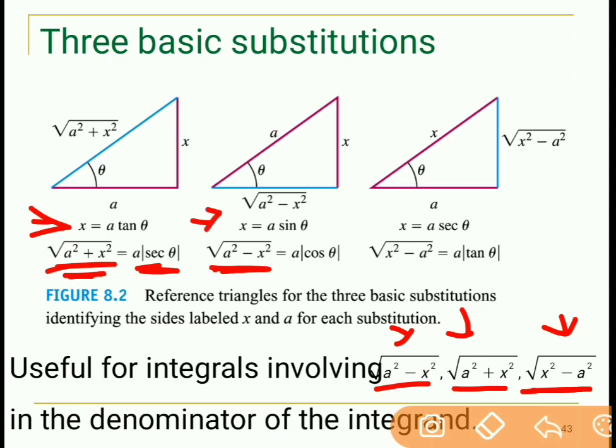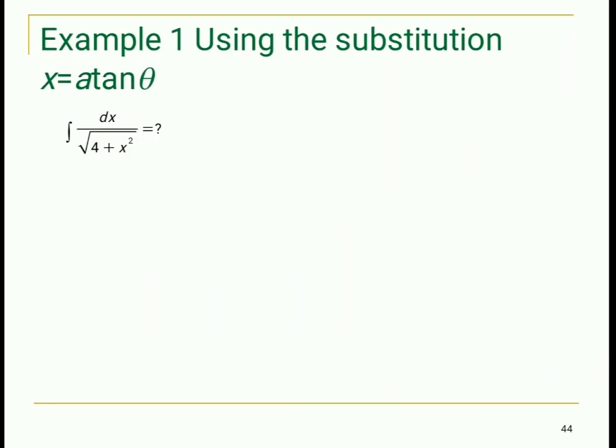If you come across a term such as under root a square minus x square, then substitute x equal to a sin theta. If you substitute x equal to a sin theta, you will convert the given form into a cos theta. And if you come across a term like under root x square minus a square, then substitute x equal to a sec theta. Then the given form will be converted into a tan theta. Going further, using the substitution, solve the integration of 1 by under root 4 plus x square.